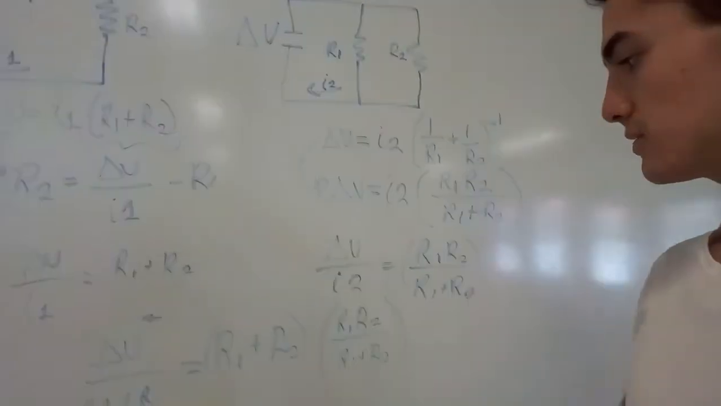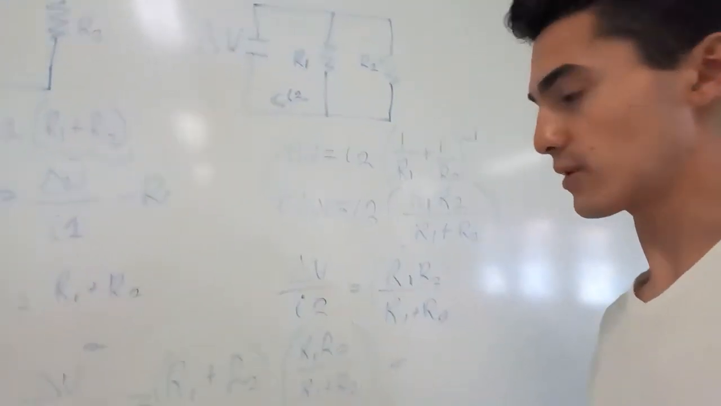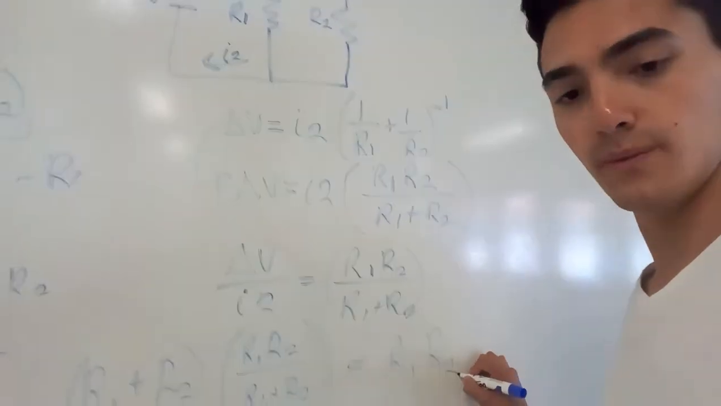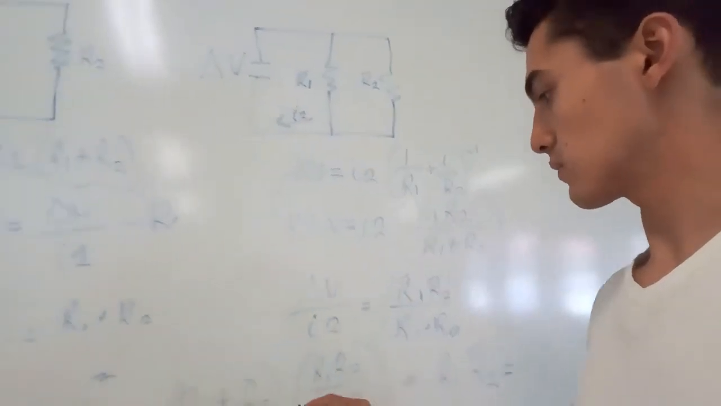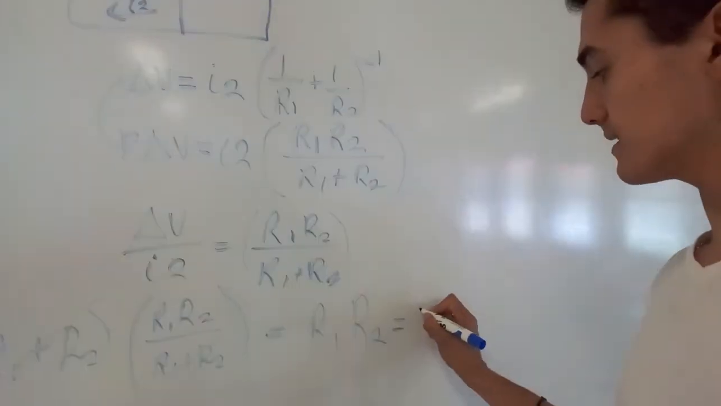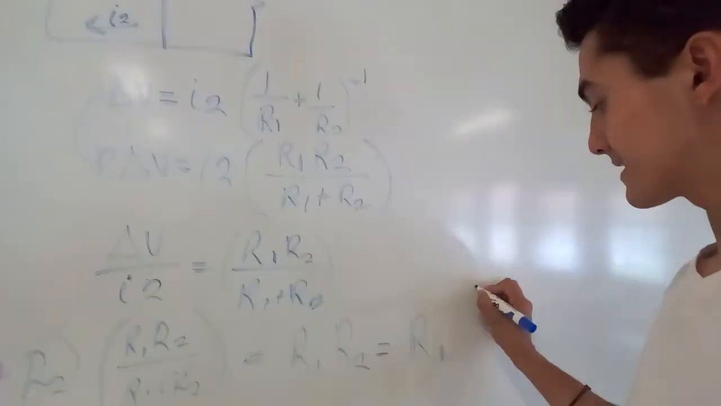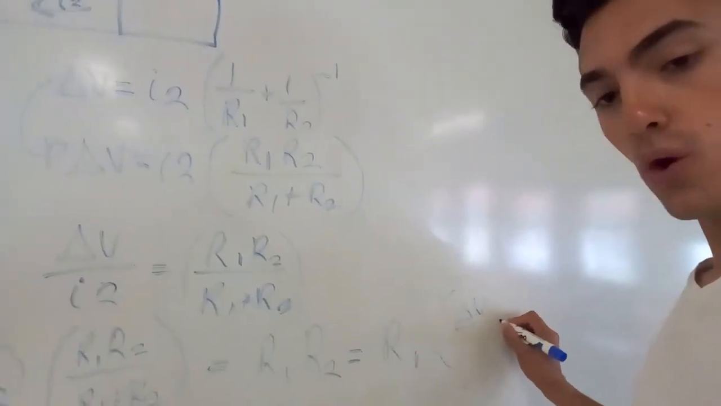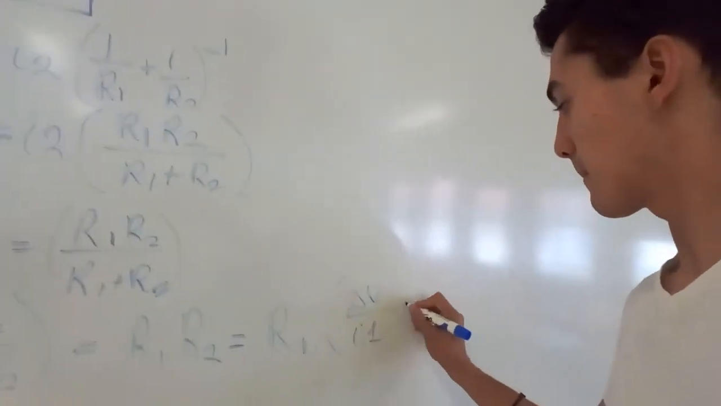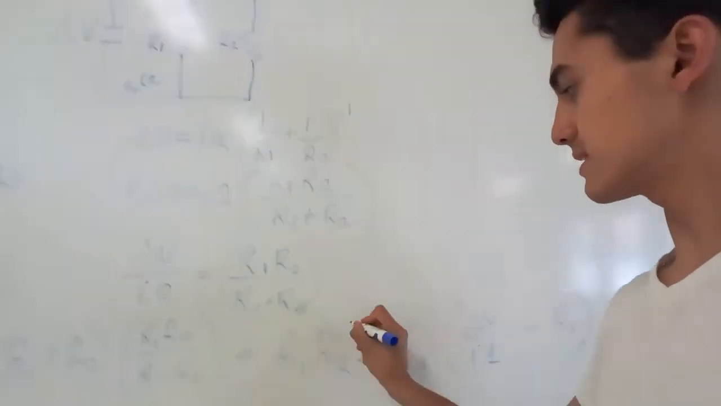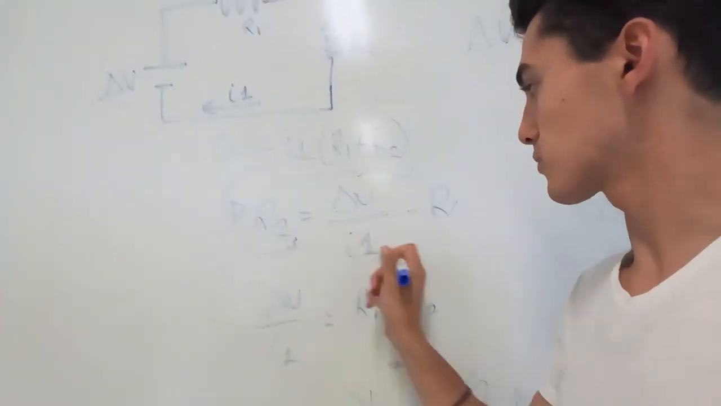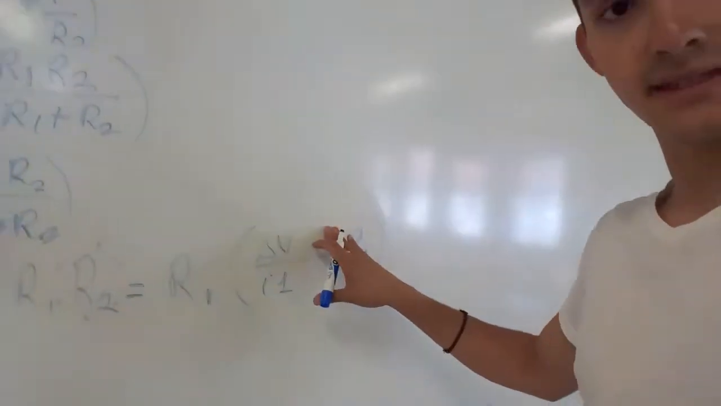Okay, and once we determine this, with pure algebra, this will be equal to the resistance 1 times the resistance 2, because these two get cancelled, so this one is the one we are leaving here, and this will be equal to the resistance 1 times the difference in voltage over the current 1 minus resistance 1, because the resistance 2 was the one we determined in here. So this one is the one we placed inside this parenthesis.